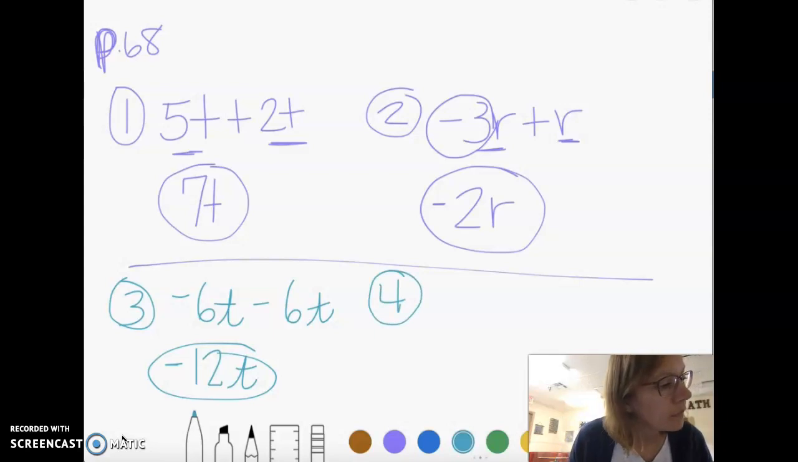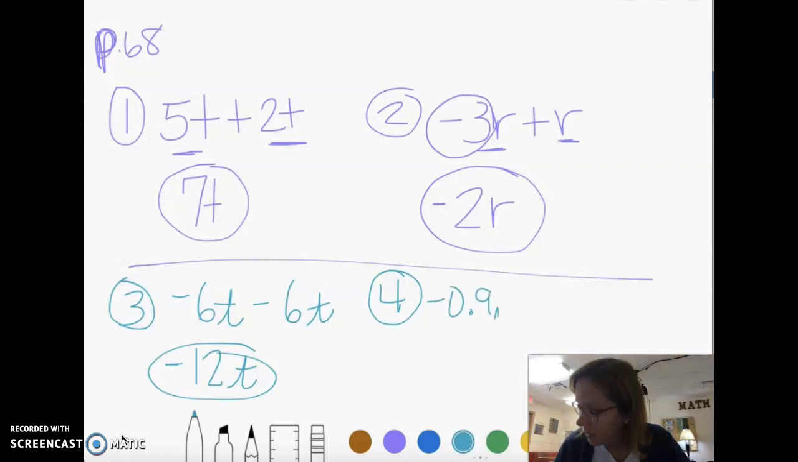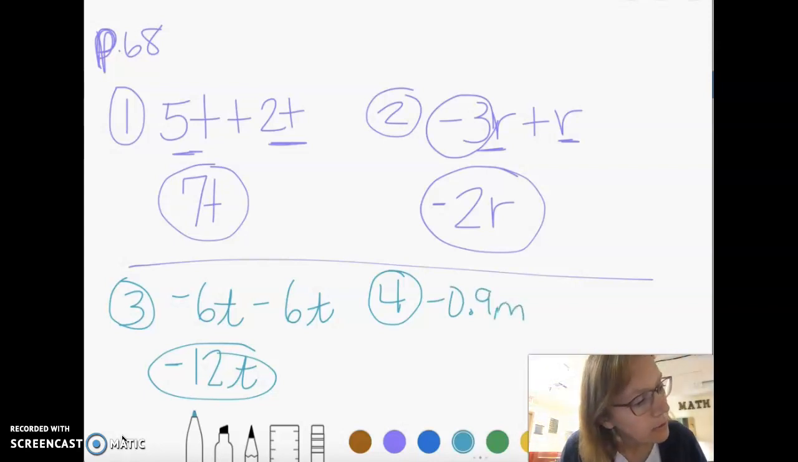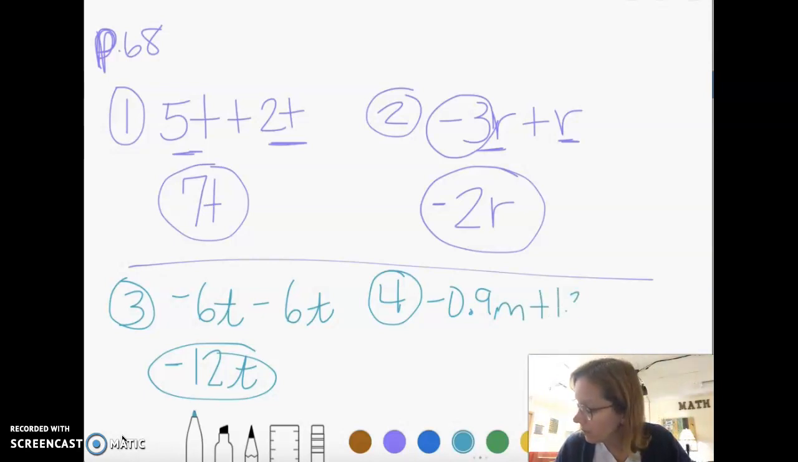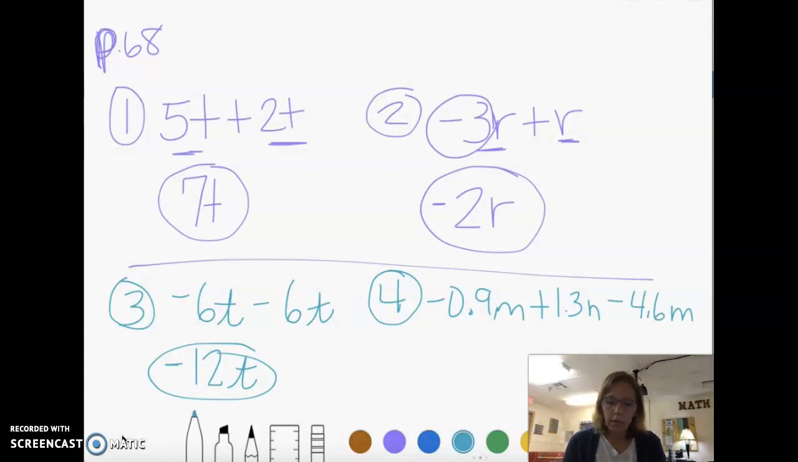Number 4 is decimals. Do not be afraid of decimals. They're no big deal. Just put them in your calculator. Plus 1.3n. Oh my goodness, okay. And then minus 4.6m. So I am going to use my calculator on this one since it's decimals. First of all, we have to look at what is like terms. So in this problem, the like terms are the m's. The n is going to be by itself. I don't see any other n's, so we're just going to leave that number as it is.